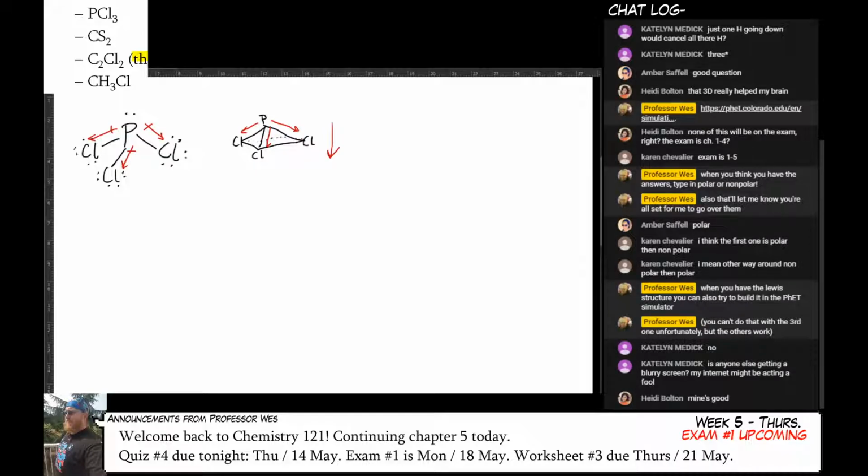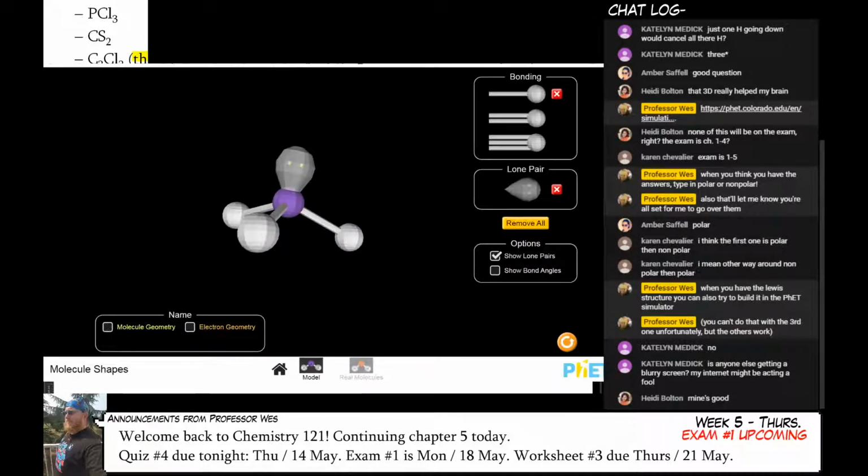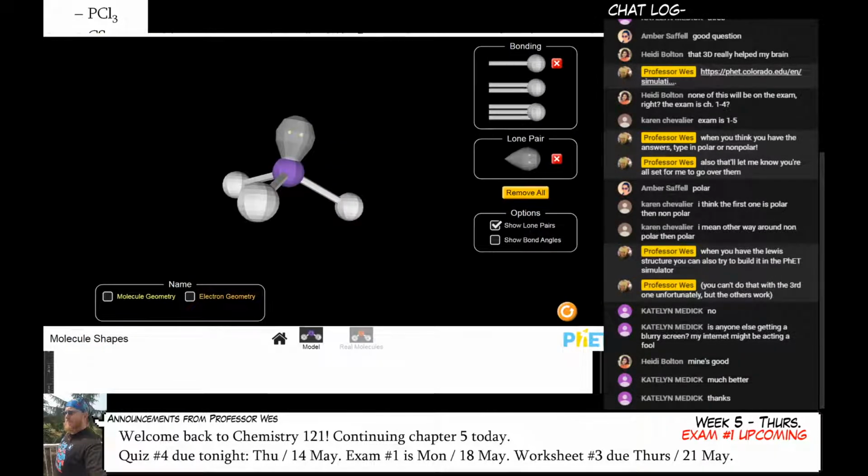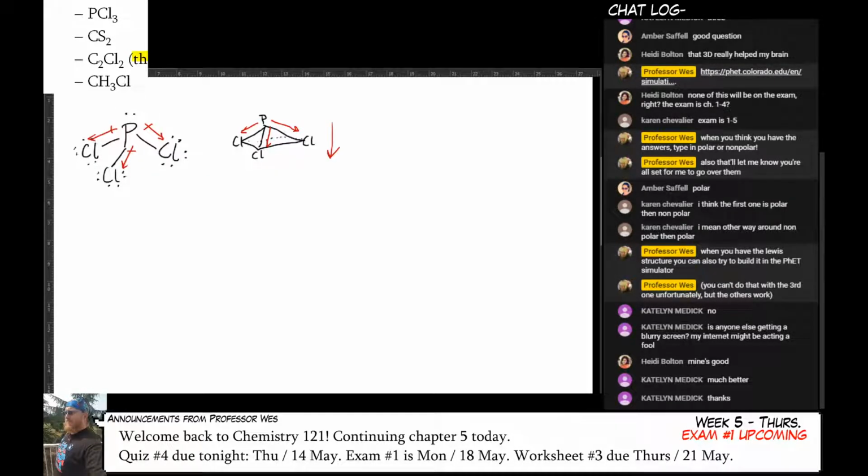So the molecule that we just drew is like this guy. So instead our arrows are pointing outward, but also in the down direction. We don't have anything on the top because, again, these electron pairs don't influence our polarity. So this molecule is polar. So PCl3 is polar.